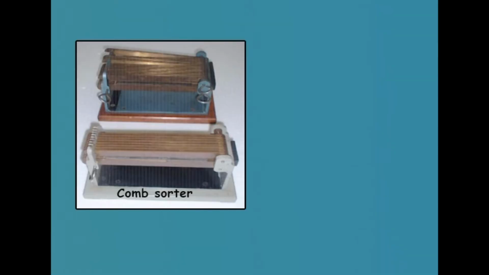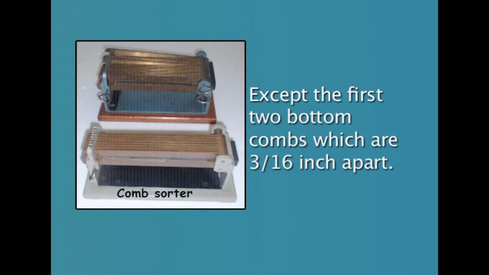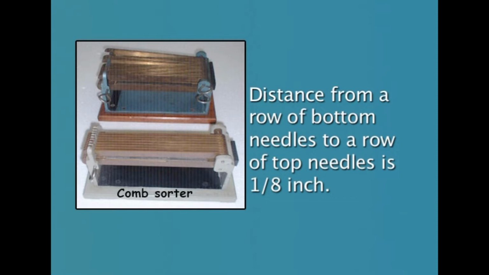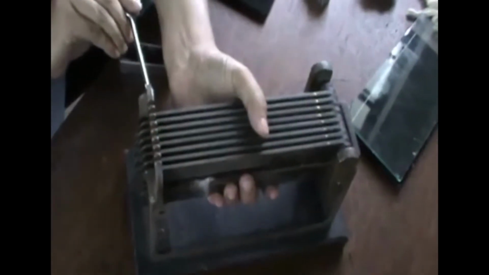The instrument consists of a bed of combs which control the fibers and enable the sample to be fractionalized into length groups. 9 bottom combs and 8 top combs are used, each set spaced 1/4 inch apart, except the first 2 bottom combs which are 3/16 of an inch apart. Thus, the distance from a row of bottom needles to a row of top needles is 1/8 of an inch. Manipulation of the fibers is done by a grip or an aluminum depressor and a blunt needle.